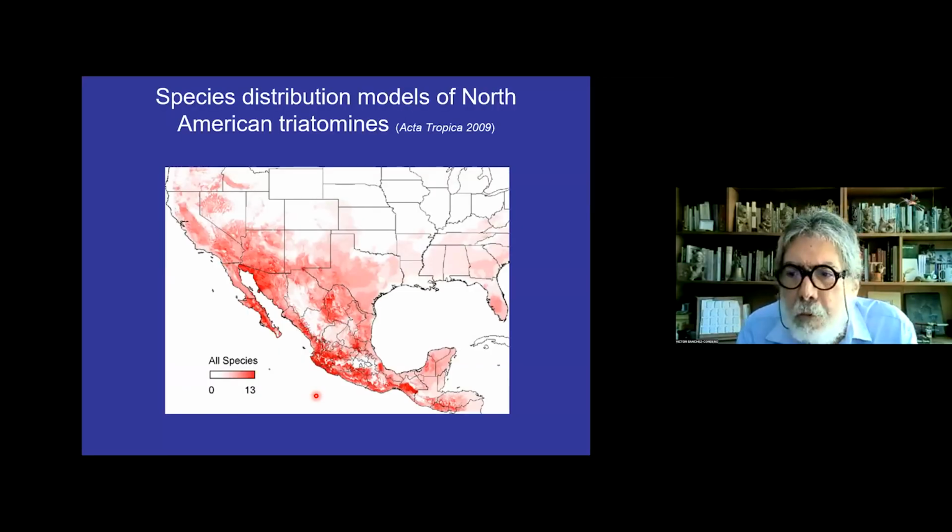So this is a composite map showing an overlay of all the triatomine species reported in North America, predominantly in Mexico, and the red areas depict the highest concentration of triatomine species. So we have lots of triatomine species in the west of Mexico, in the Baja Peninsula, and in the northern part of Mexico, as well as the northwest part of Mexico. But the projections also include some parts of the southern US.